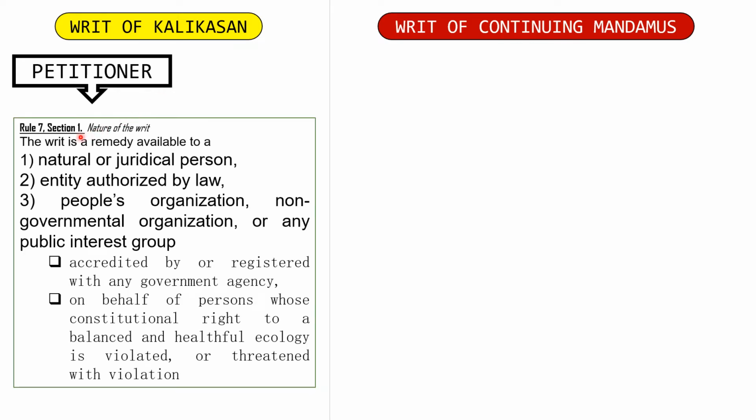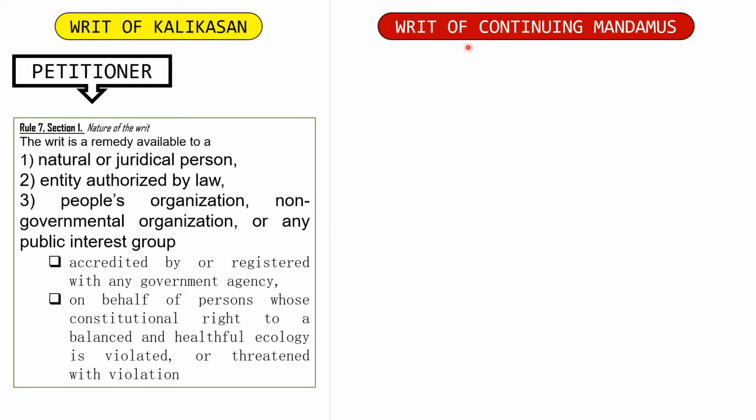The answer can be found in Section 1 of Rule 7: either a natural or juridical person, an entity authorized by law, a people's organization, NGO, or any public interest group, as long as this people's organization, NGO, or public interest group is accredited or registered with any government agency, and they are filing the writ of kalikasan on behalf of persons whose right to a balanced and healthful ecology is violated or threatened with violation.